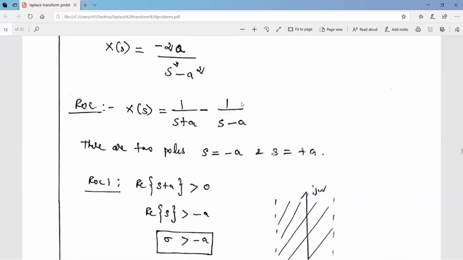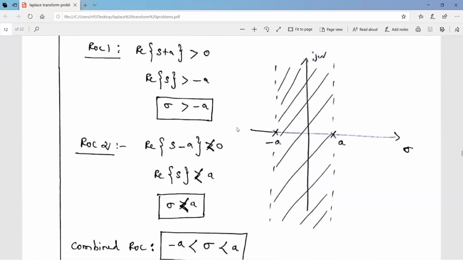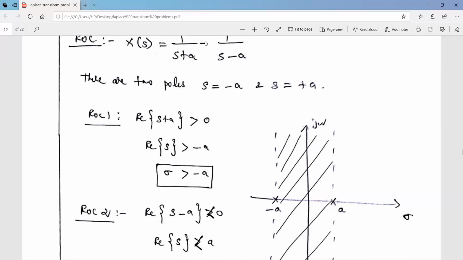Similarly, the ROC of the second term, which is minus 1 by s minus a. Already I told you that for the exponential anti-causal signal, we can write that the real of this denominator part should be less than 0. Okay, real of s minus a less than 0. Why? Because this minus is there.